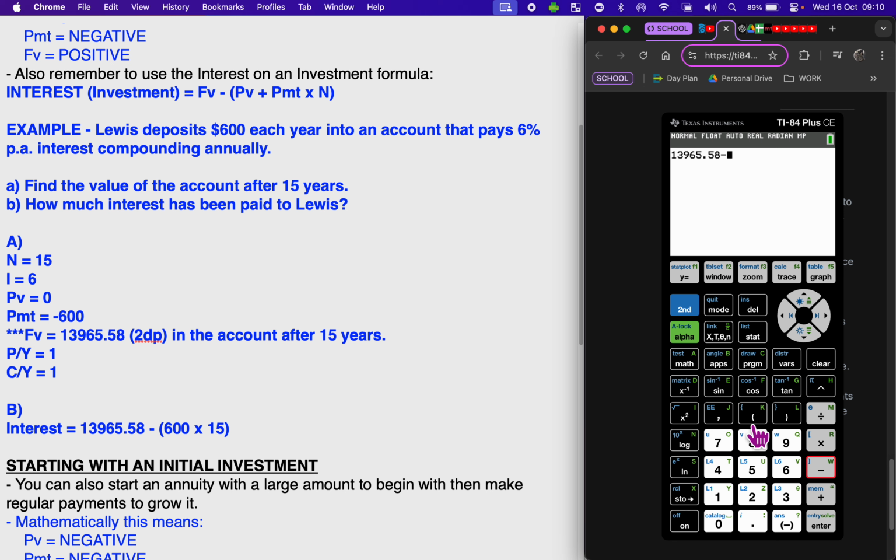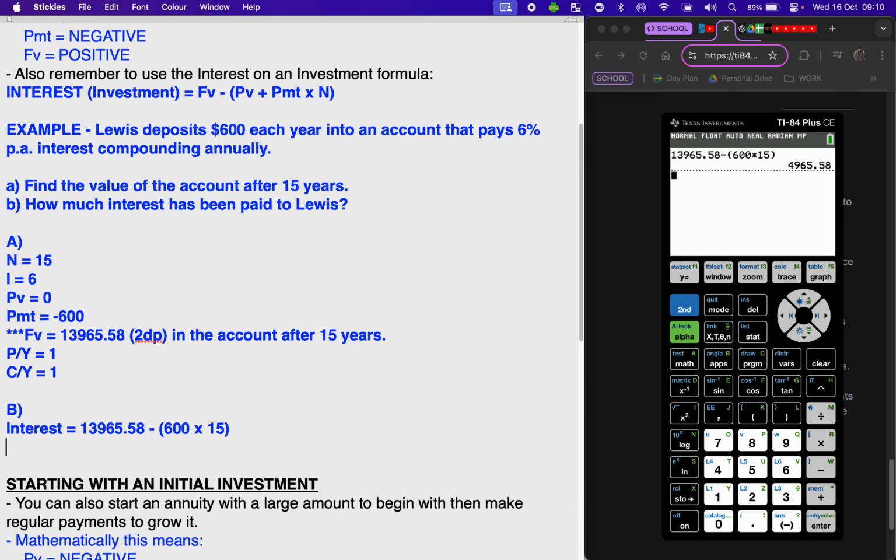So you go bracket, I'm literally going to put bracket there. You can see the bracket signs there. 600 times by 15 payments of 600. And so from the bank, he's getting basically $4,965.58. Yeah, it takes a long time, but that's better than not getting anything on that money from the bank, okay? So can you get those two examples down, please? Then we'll do an initial investment, and then I will leave you to it.